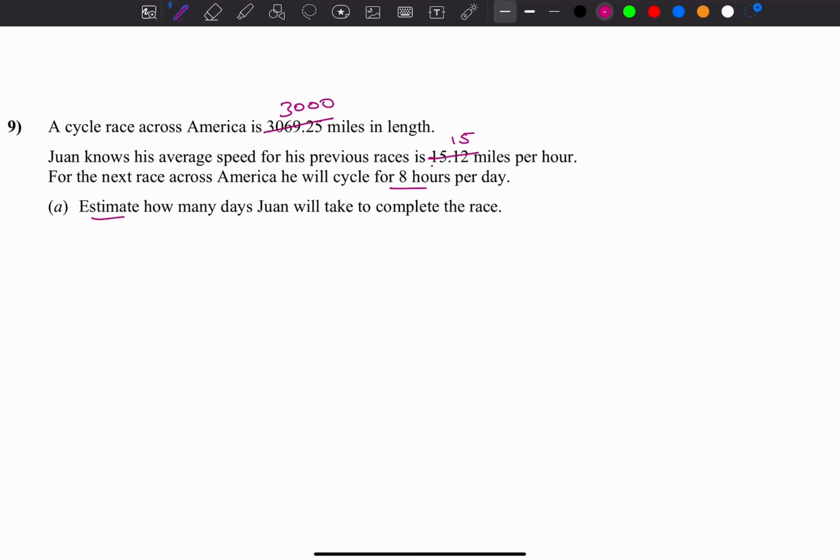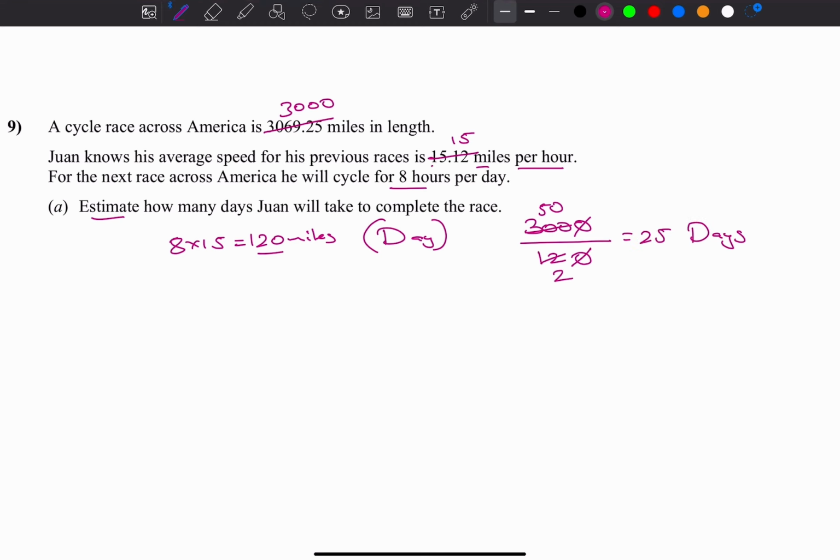So in 1 day, how long will it take to complete the race? Sure. In 1 hour, you will do 15 miles. So in 8 hours, 8 times 15, that's going to give you 120 miles per day. And you've got 3000. So you have to do 3000 divided by 120 miles. The zeros can cancel, so I want to do 300 divided by 12. Both of them I can divide by 6, which makes it 50 divided by 2, which is 25. How many days should it take? 25 days.